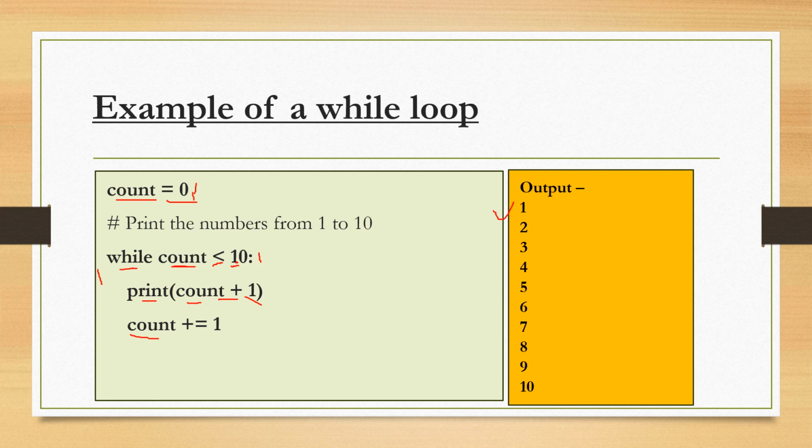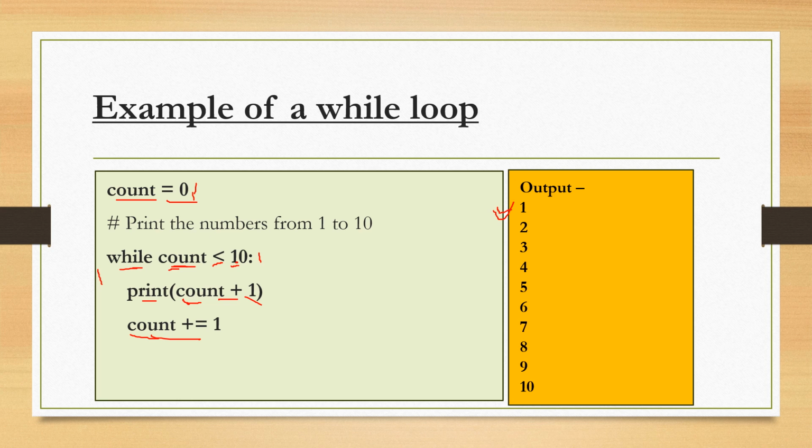Now we are going to see how it will be executed. First of all, we check the value: while 0 is less than 10. Because 0 is the value of count before executing this code, 0 is less than 10, yes, so it will print 0 plus 1, which is 1. So it will print 1. After that, the count variable will be incremented by 1.